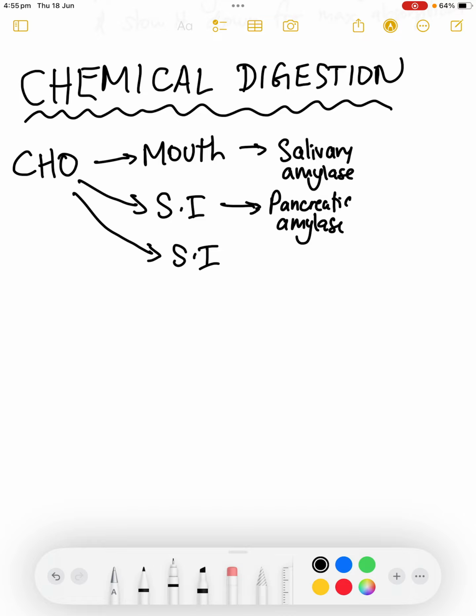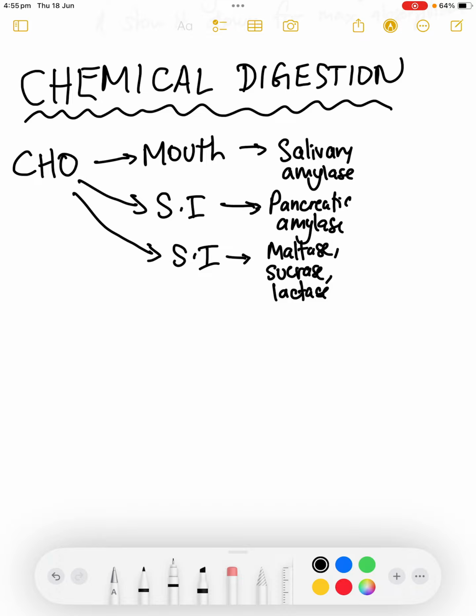So that's more so for if the saliva hasn't broken it down; now the pancreatic amylase is going to break it down. And the next one, in the small intestines, we've actually got maltase, sucrase, and lactase. Why do we have those three? So this is how it's going to go.